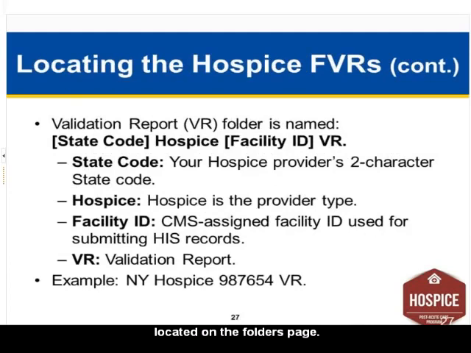The name of the Validation Report folder is State Code, Hospice, Facility ID, VR. So what does this mean? State code indicates your hospice provider's 2-character state code. Hospice indicates the provider type. Facility ID indicates the CMS-assigned facility ID used for submitting HIS records, and VR indicates validation report. An example of a VR folder name is NY Hospice 987-654 VR.